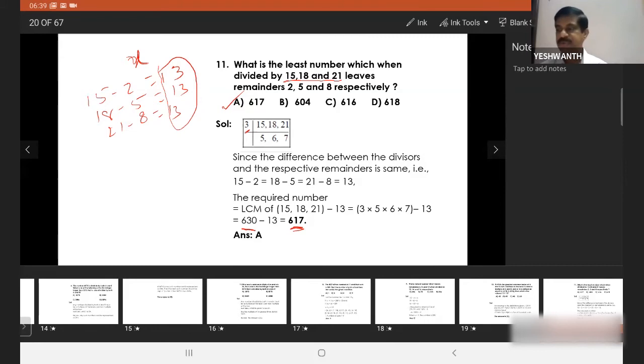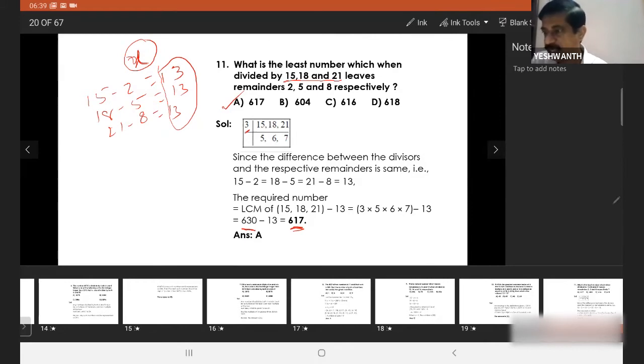So therefore remember this model. When you divide some number called x by some numbers, whatever the numbers may be, you get some remainders. So in such cases, whatever number you are dividing, that minus its remainder we take. Like the three sets he gave, the three sets of differences we take, you get 13.